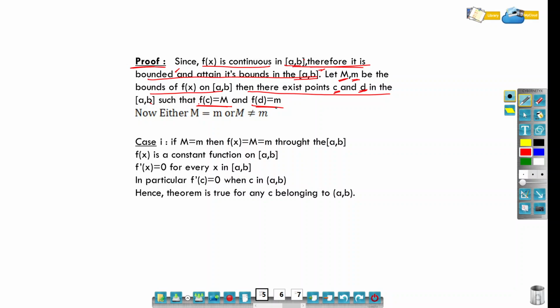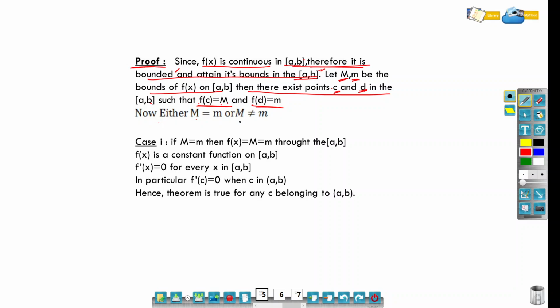That means the value of the function at the point c is capital M, that is its supremum, and f(d) is the infimum. After substituting the point c in the function, we are getting capital M. Let us assume that capital M is the supremum and small m is the infimum. Now, either supremum equals infimum, or supremum does not equal infimum; these are the possibilities.